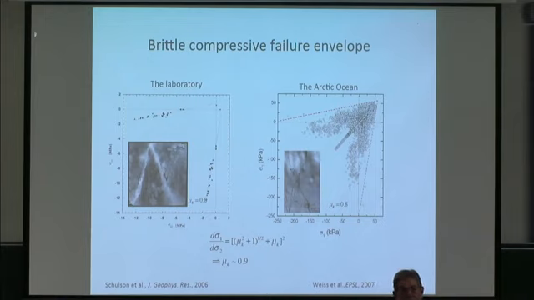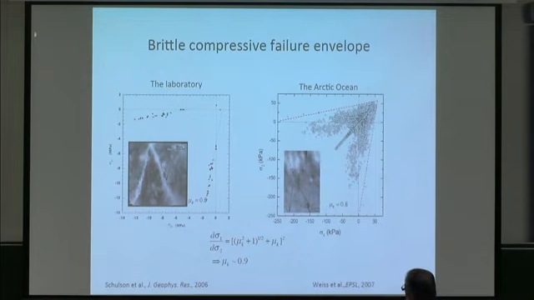One more time, here's a failure envelope for sea ice. A brittle compressive failure envelope, showing measurements from the laboratory on samples that have been taken from the first year sea ice cover, and also measurements made in the field on ice. The point to note from these envelopes is that in each case, at least in the laboratory, one knows what the confining stress is and can measure the failure stress. One obtains the envelope of failure.